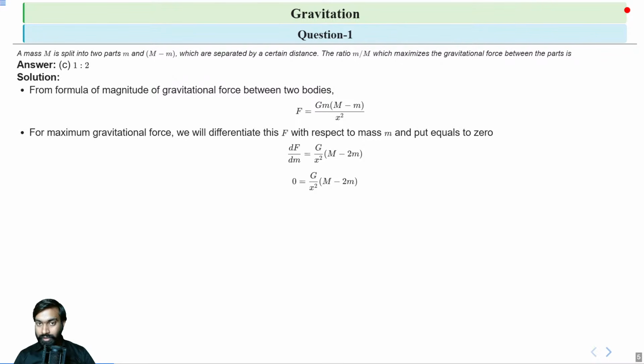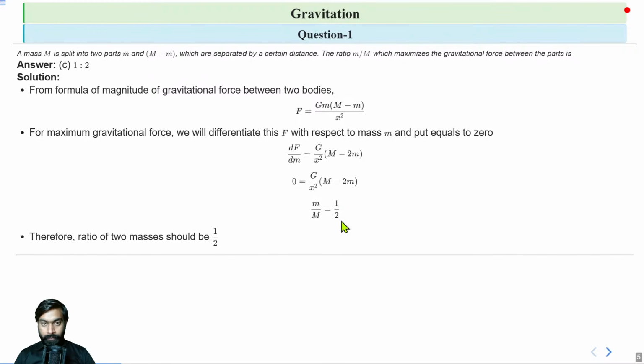So 0 equals G divided by x square into M minus 2m. Solving this expression, small m divided by capital M is equal to 1 by 2. This means the ratio of masses should be 1:2. Okay everyone. Clear? Yes or no?